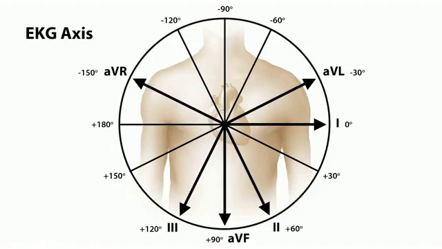Now, if you combine all of these leads together, then you might see something like this. Lead 1 is at 0 degrees, 2 is at 60 degrees, AVF is at 90, 3 is at 120, AVR is at negative 150, and then AVL is at negative 30. Now, this is definitely something that you're going to want to memorize.